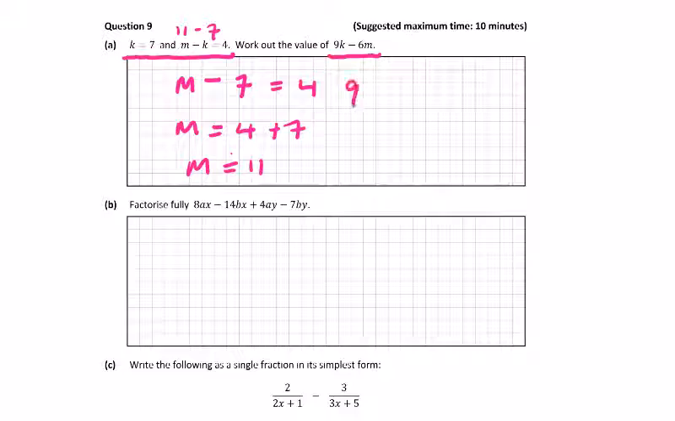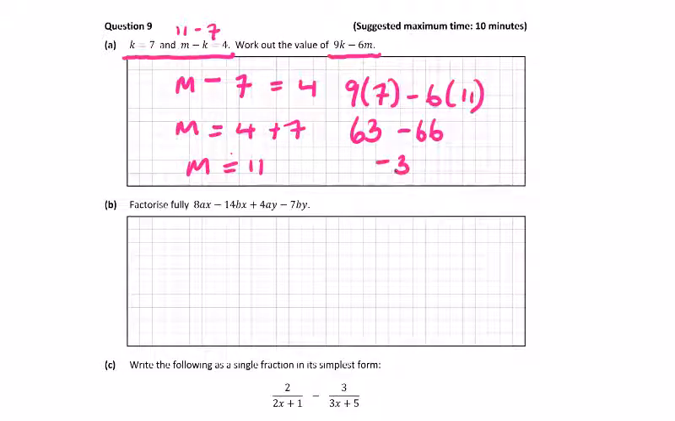So 9k is 9 times 7, minus 6m is minus 6 times 11. Just calculator use, type in what you see. 63 minus 66 will be minus 3 for this first part.